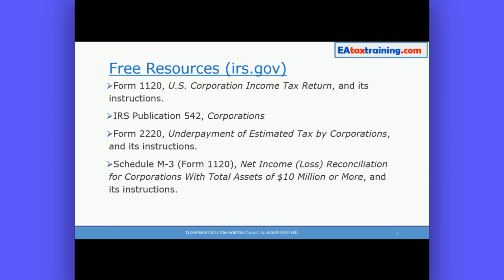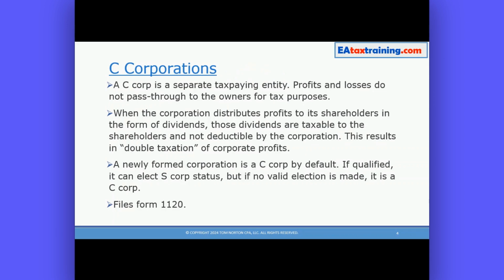As always, free resources from irs.gov. Here we're looking at Form 1120, which is the corporation tax return along with its instructions, and Publication 542, which covers corporations. And then we've got a couple other ones you might want to look at. Form 2220, which is the underpayment of estimated tax form along with its instructions, and the Schedule M-3 along with its instructions.